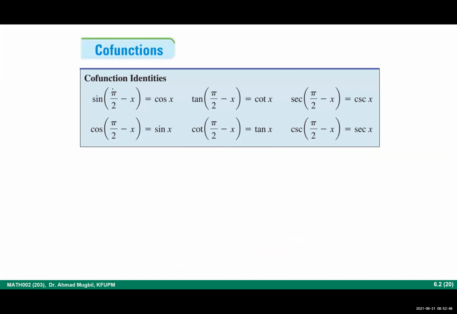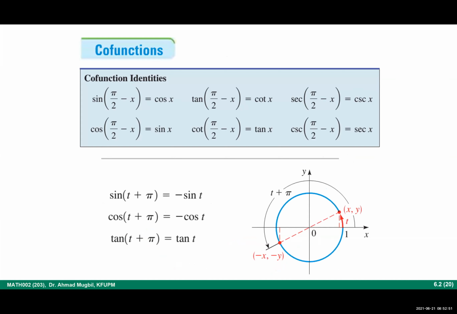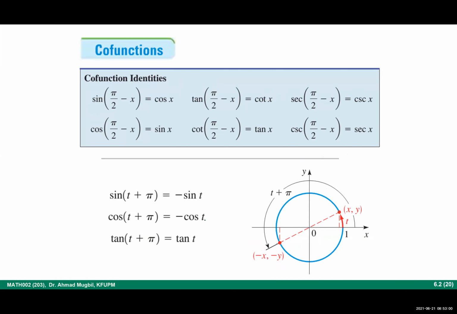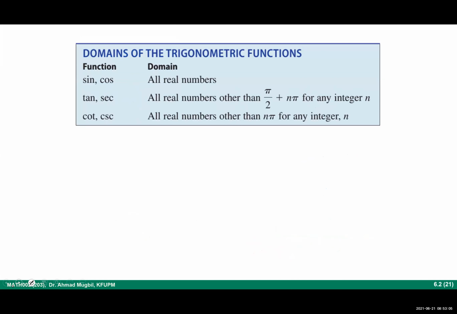Now, these are the co-function identities, just to remind you about them. Also, there are nice identities that you can get from the unit circle. I will skip this and leave it for you. When we go from the first quadrant to the third, sine will be negative, cosine will be negative, and tan will be positive, the same. Now about the domains. I prefer to talk about this in the next section, but let me spend the 2 remaining minutes on it, because we have quiz number 3 in 2 minutes, inshallah.